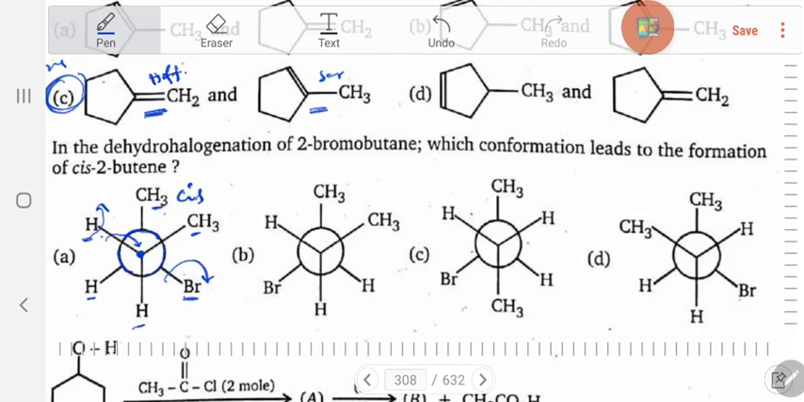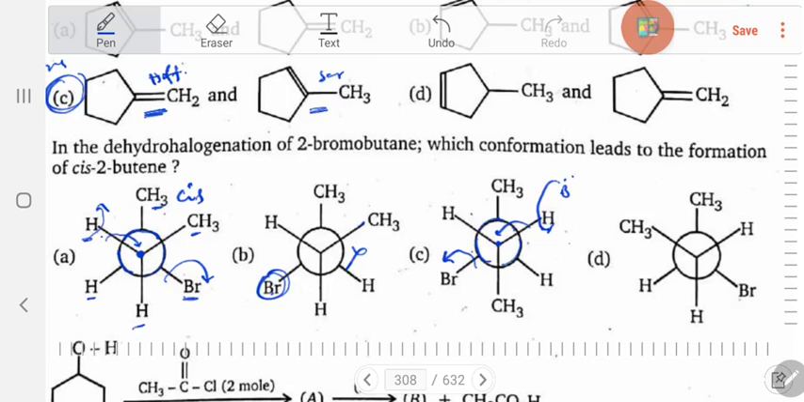Here such anti-periplanar condition is not satisfied. So Br and there is no hydrogen here. So in this conformer there is no E2 elimination. Now here there is possible, because base can abstract this hydrogen, then this bond will be shifted between the front carbon and rear carbon and Br is lost.